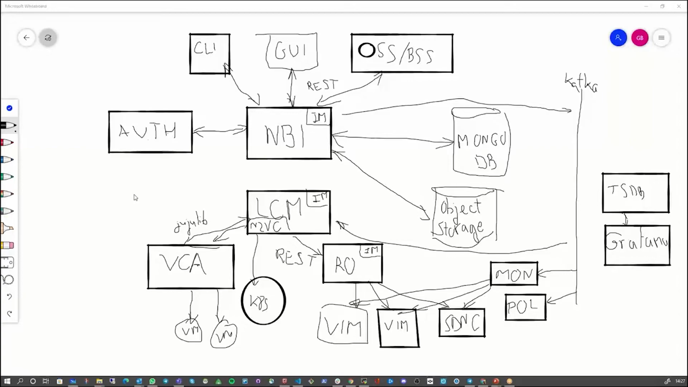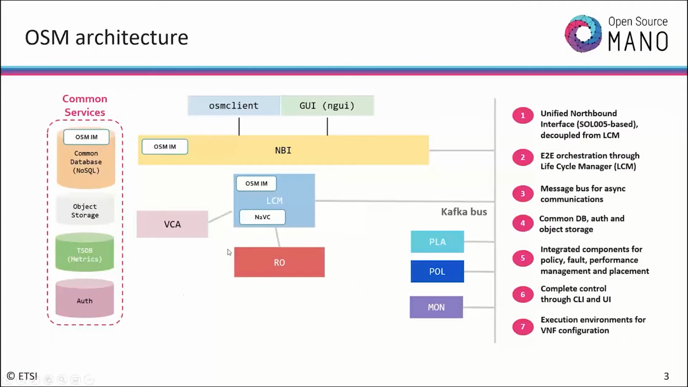Now let me go back to the presentation and check that everything more or less fits with what I mentioned. So we have the NBI. The NBI is a unified northbound interface. It's decoupled from the lifecycle management. It's good to have it decoupled so that some operations that do not require any instantiation, deployment or configuration could happen directly between the NBI and the database. That's the reason why it's decoupled from the lifecycle management.